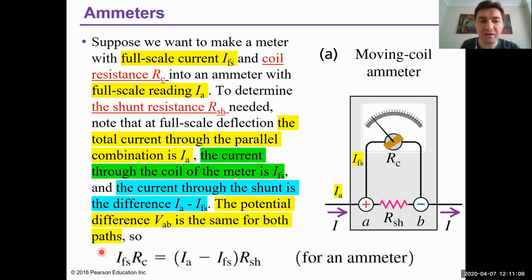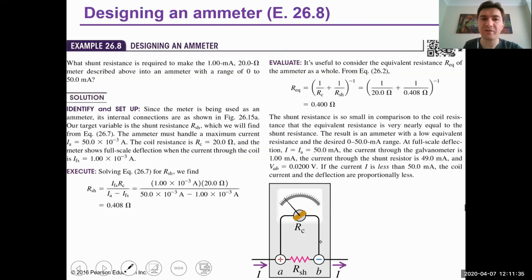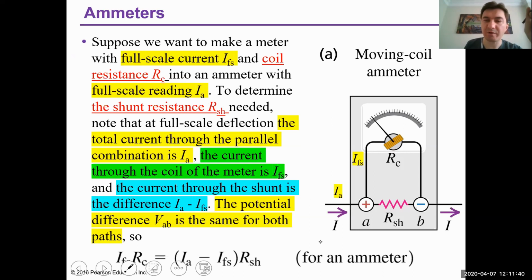So if you know the full-scale current, the maximum allowed current on the coil, if you know the resistance of the coil, and if I know the resistance of the shunt, I can calculate this current here. So this ammeter can measure that current. This is the working principle of ammeters. Here we have one example. Do you have any question in that part? If you have any question, I can go into detail.